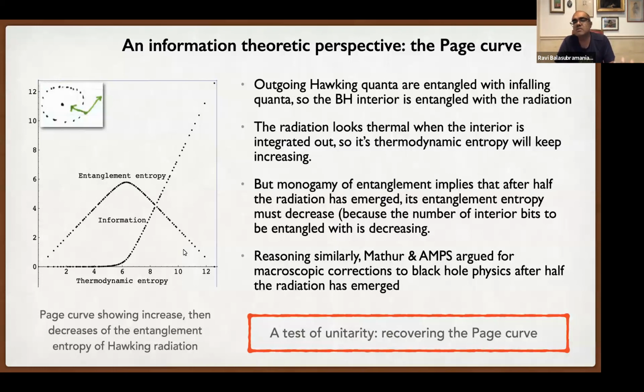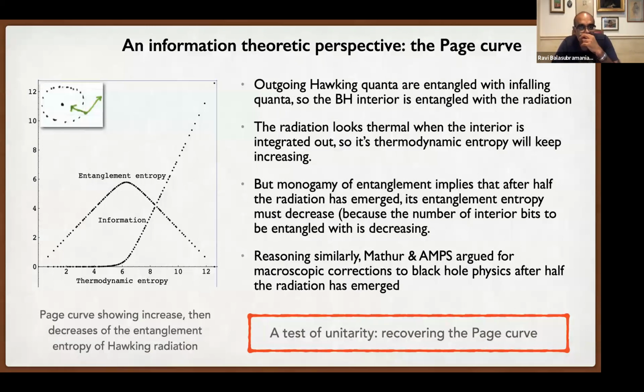And this is very similar to the reasoning that Samir Mathur and Almheiri, Polchinski and Sully used to argue for macroscopic corrections to the black hole physics after half the radiation has emerged. So from this perspective, you might think that a test of unitarity, or at least of some aspect of unitarity of quantum mechanics, is to recover somehow this Page curve, which means that the entanglement entropy goes up and goes down.